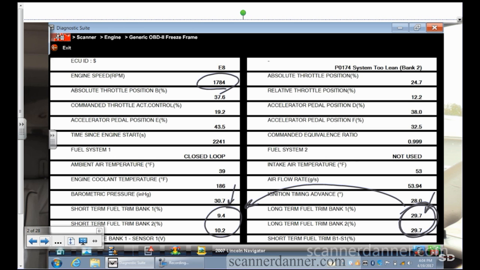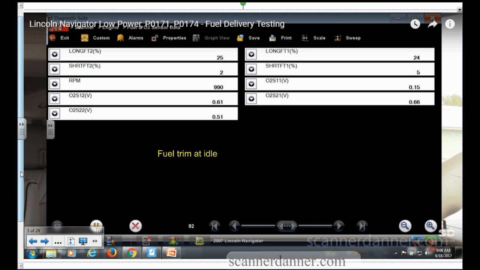Does everyone understand why I'm not thinking vacuum leak? If this is a vacuum leak, I'm going to see this number more pronounced at idle speeds, and this is a higher RPM, and we're into the throttle a little bit. So I'm looking at my fuel trims live now. After my freeze frame, let's see what's going on.